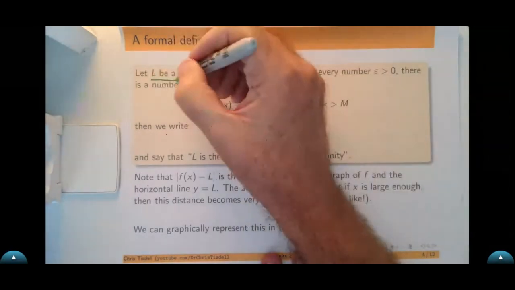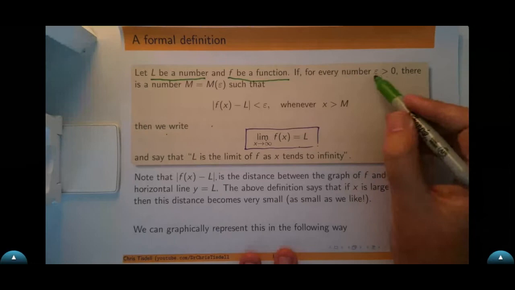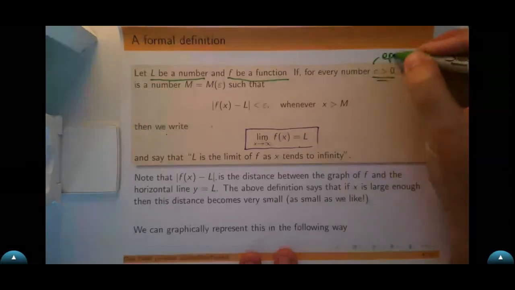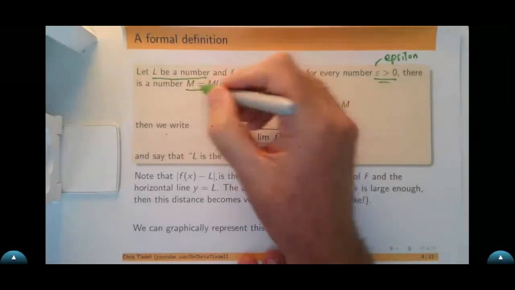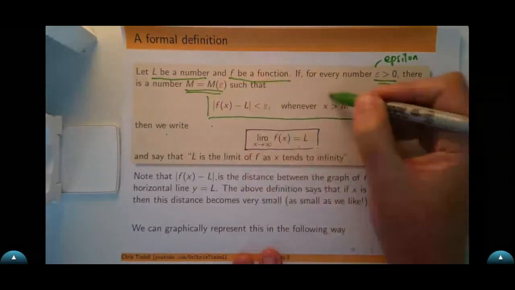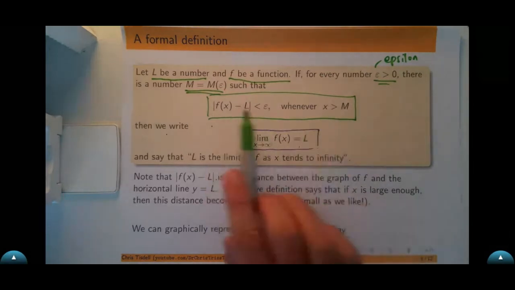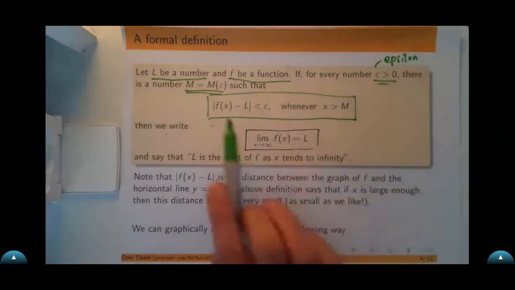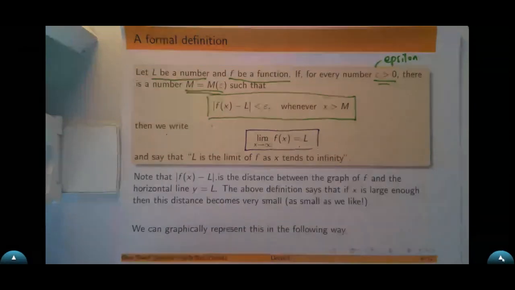L's a number, f's a function. If for every positive value of epsilon, there's a corresponding M, so M depends on epsilon, such that this is true, then this is what we mean by the limit of f of x equals L as x approaches infinity. Now, we've got some inequalities here, and there's some Greek letters, and it's not really clear what this is. So let me draw you a picture, and I'll try to show you what it means.